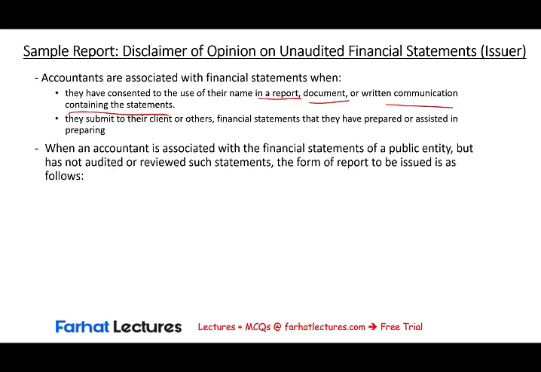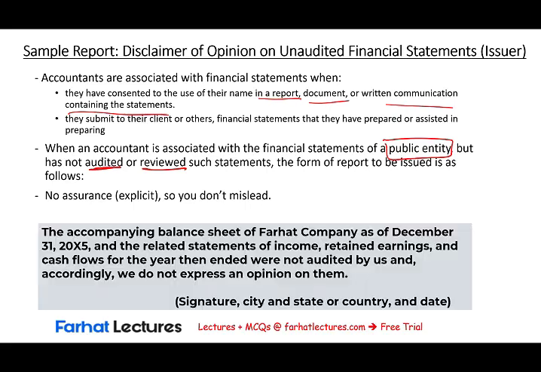Now, when an accountant is associated with the financial statements of a public entity, but they did not audit or review, what's the importance of auditing or reviewing? You give some sort of assurance. The form of the report to be issued would be something like this. You cannot, if you did not audit or review, give assurance. You have to explicitly state so you don't mislead, because now you're associated with a publicly traded company.